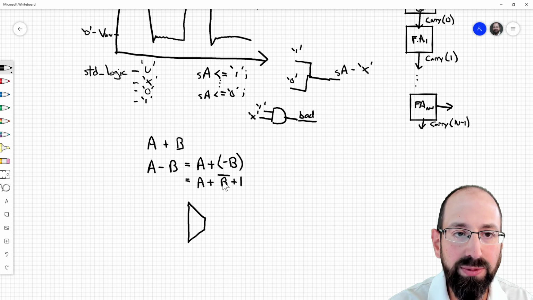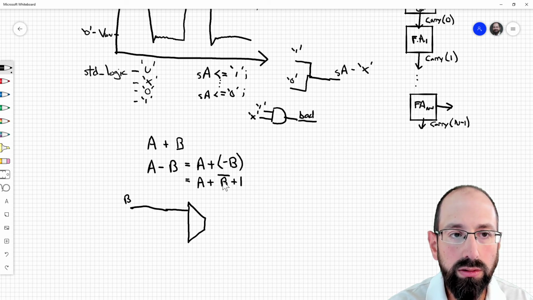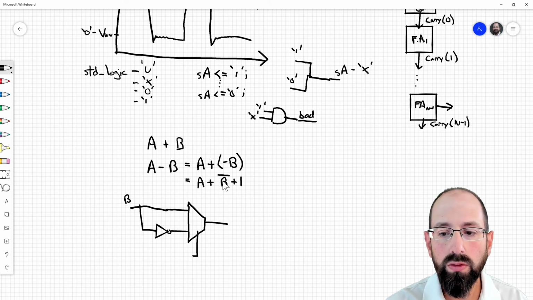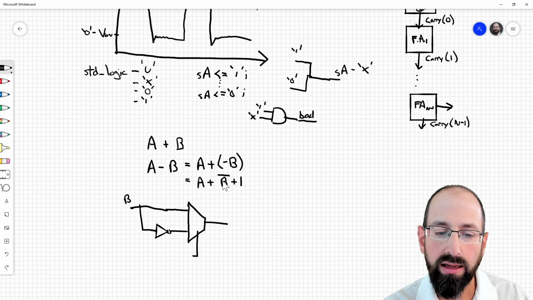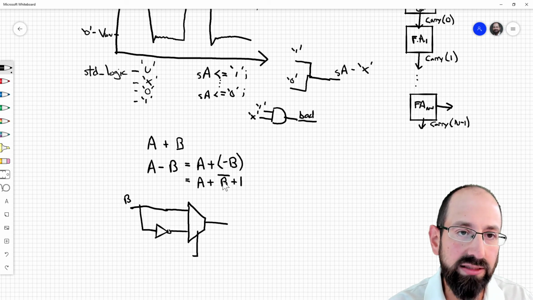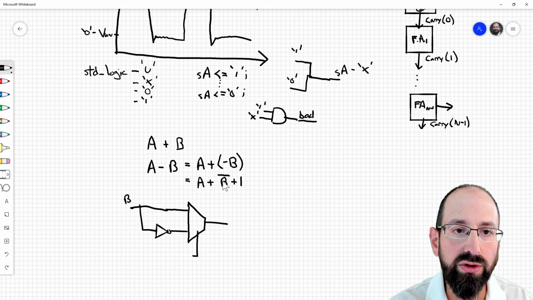Whenever we optionally want one value or an alternate value, you can think of it as an if statement. That would be our mux, right? I either want the value of B as my input to my adder, or I actually want the value of B inverse.